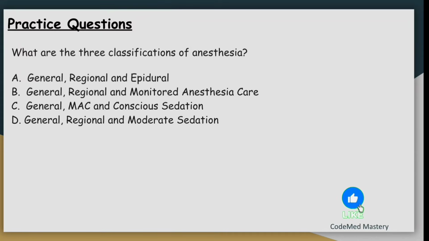Now let us solve some practice questions related to the anesthesia section. First question, what are the 3 classifications of anesthesia? The right answer will be option B, general, regional and monitored anesthesia care. We studied this at the beginning of this video. That is, the 3 primary types of anesthesia are general, regional and monitored anesthesia care, that is MAC.